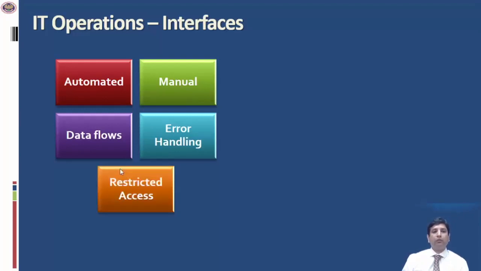Again, similar to the other activities we have seen, restricted access is a common theme across any of the operational activities. The people who have access to automated or manual interfaces should be only the authorized people. The IT team typically should ensure that error handling is monitored on a periodic basis.